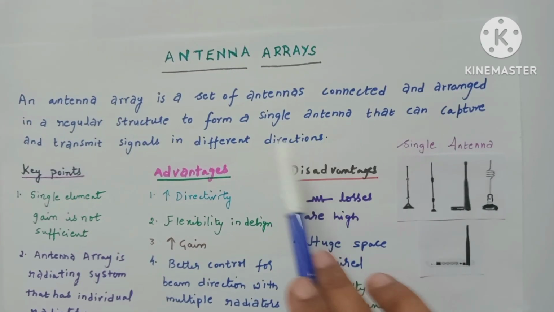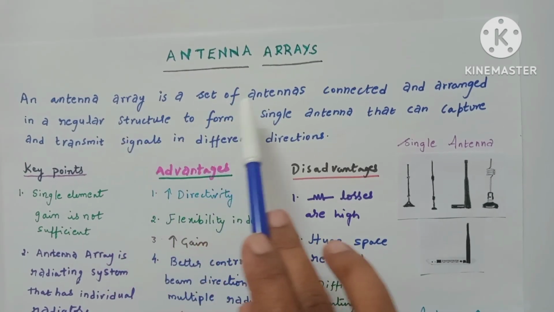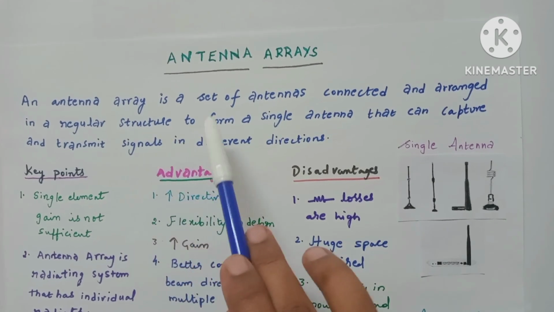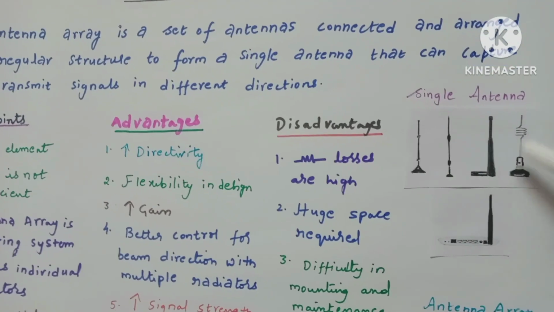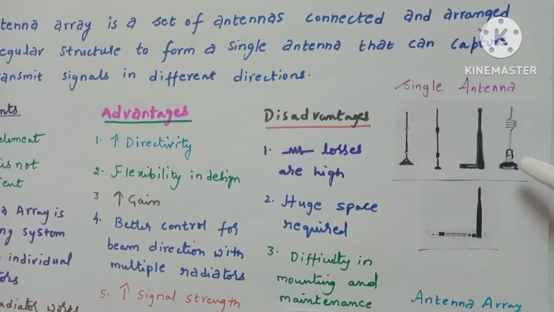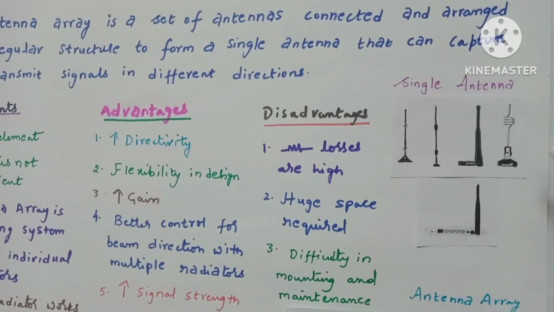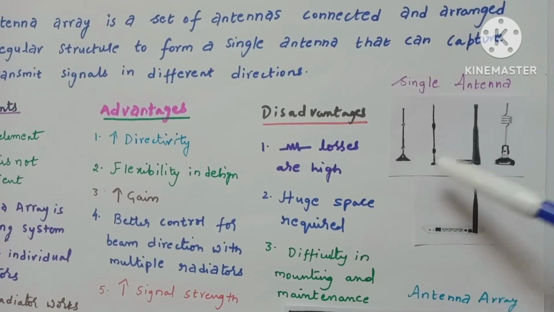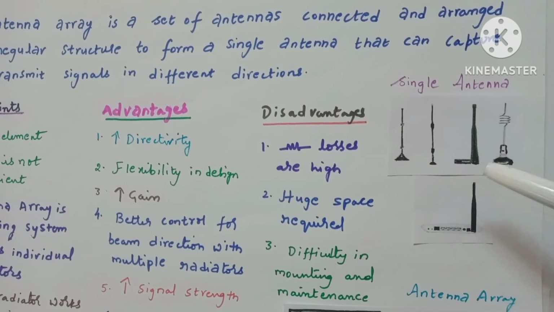I will simplify this definition. An array is a set of antennas which are connected and arranged in a particular structure. In this diagram, all of these are single antennas or monopole antennas. Each and every antenna operates individually, so they are not linked or connected to any other antennas. Examples are monopole antennas, dipole antennas or whip antennas.